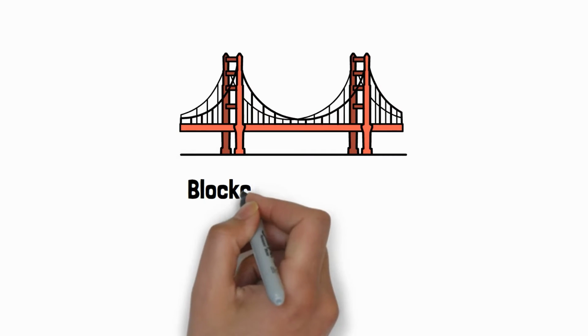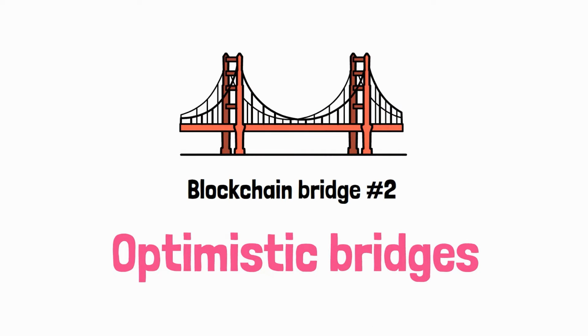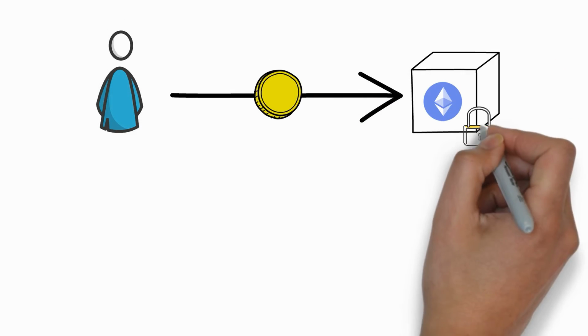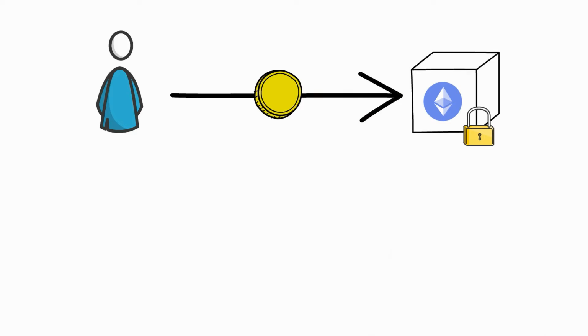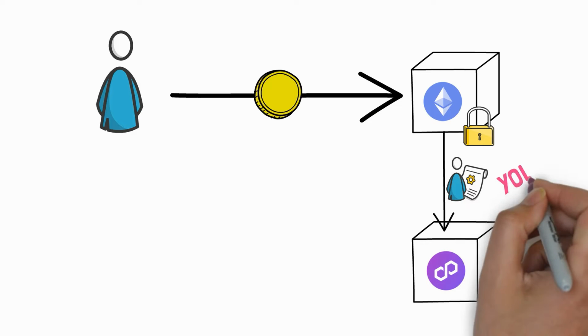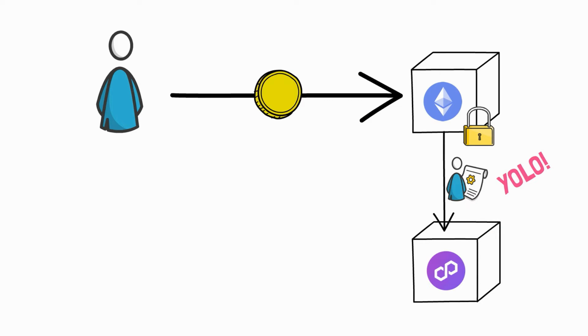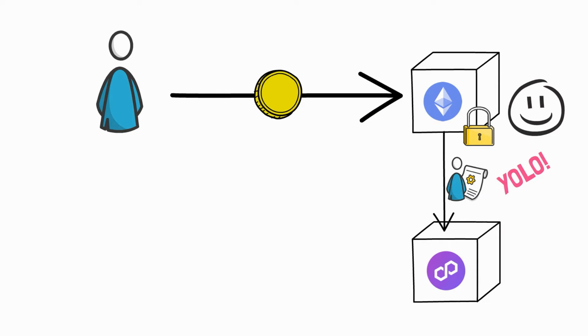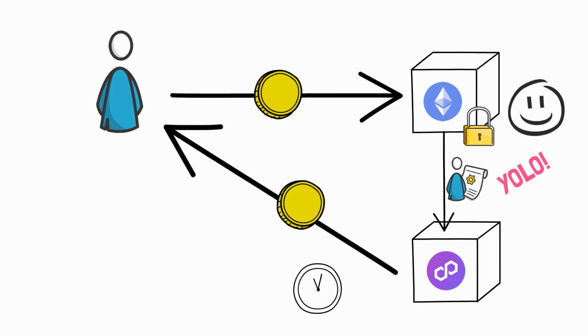The second type of blockchain bridge is optimistic bridges. With optimistic bridges, a user locks a token in a smart contract on the first blockchain. Then a relayer forwards this transaction to a smart contract on a second blockchain to trigger the withdrawal, but without checking if the tokens were locked on the first blockchain. That's why we call this bridge optimistic. We assume that most transactions are valid. After a certain time, the token is available for withdrawal on the second blockchain.